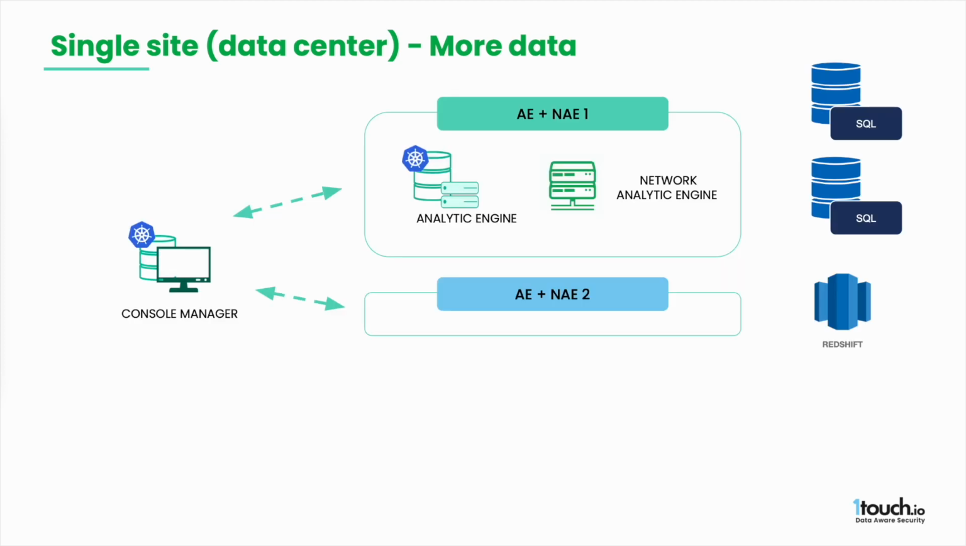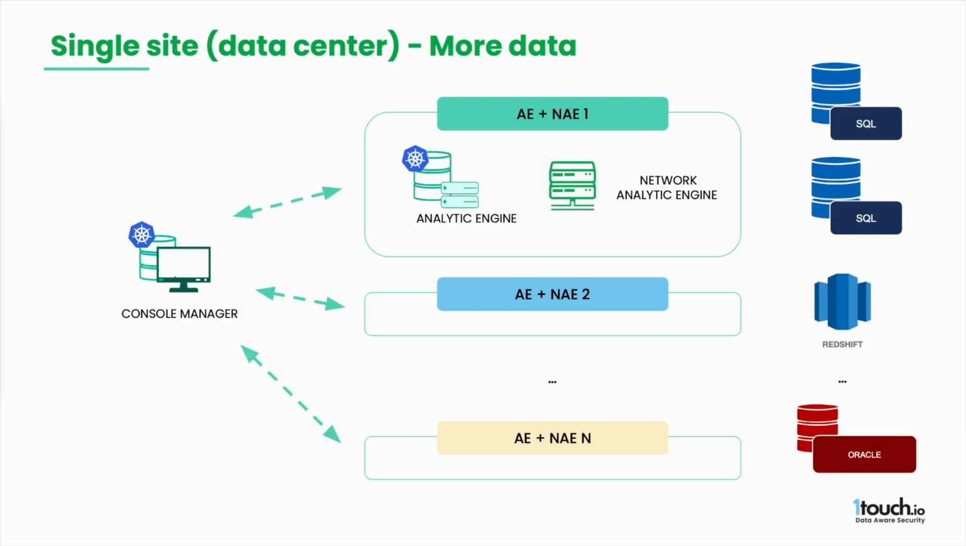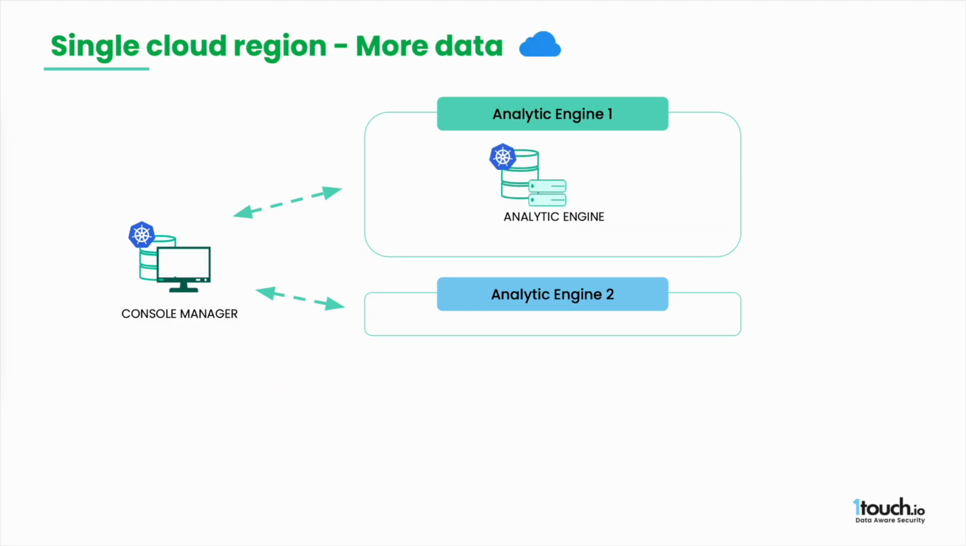In case of multiple data centers or increasing volume of data, additional analytic engines or network analytic engines can be added. Basically as many as it is needed. One console manager is capable of supporting multiple analytic engines and network analytic engines. If your organization uses multiple cloud regions, the idea is the same. You just add more analytic engines and they will handle the growing load. It is as simple as that.